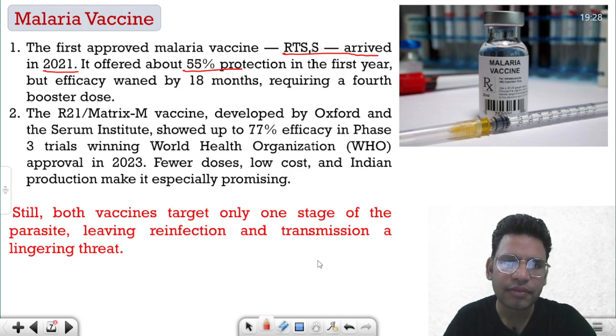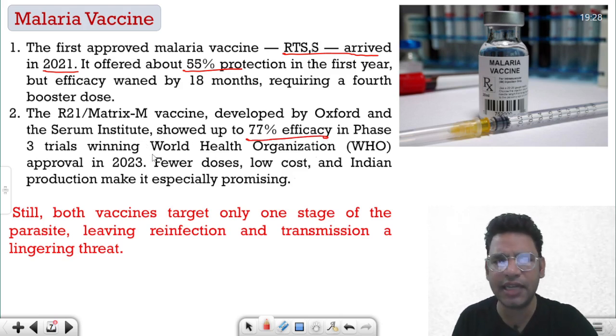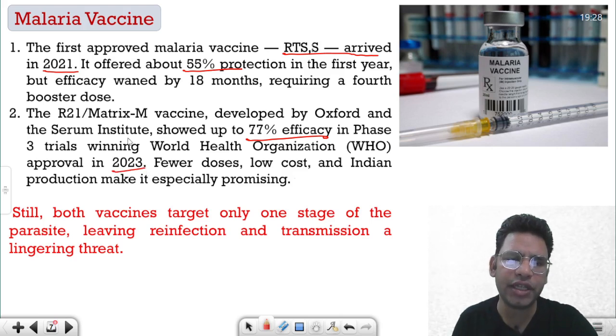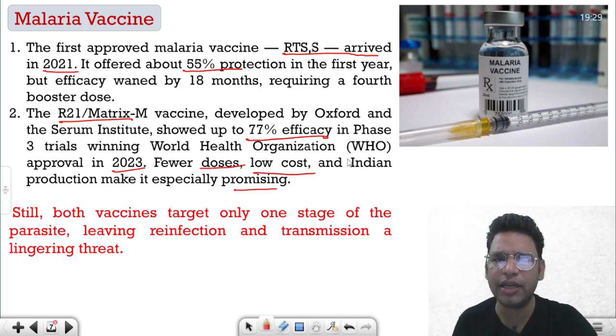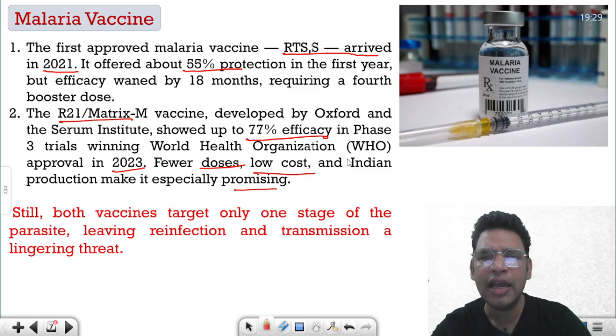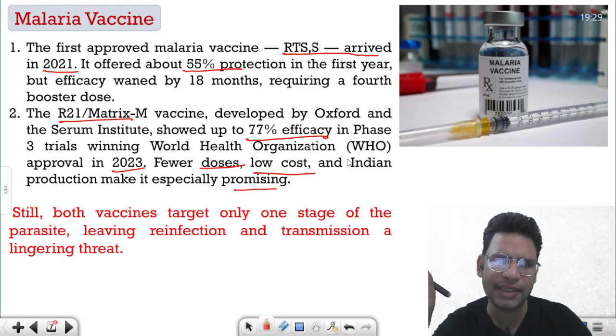Alright. Then there is another one, the R21/Matrix-M vaccine developed by Oxford and the Serum Institute, which showed 77% efficacy in a phase 3 trial, winning World Health Organization approval in 2023. Fewer doses, low cost, and Indian production make it especially promising. That is a good thing about it. It doesn't require many doses and it has low cost. That is one good thing about the R21 vaccine.